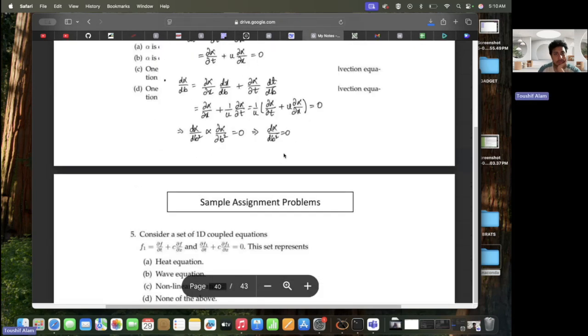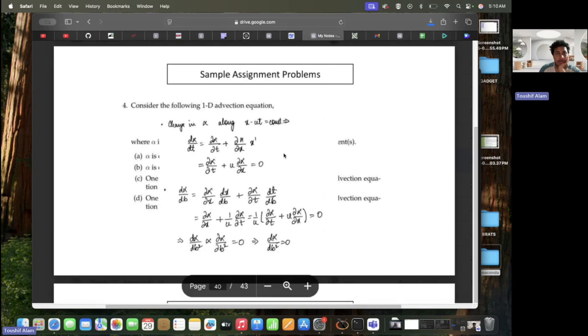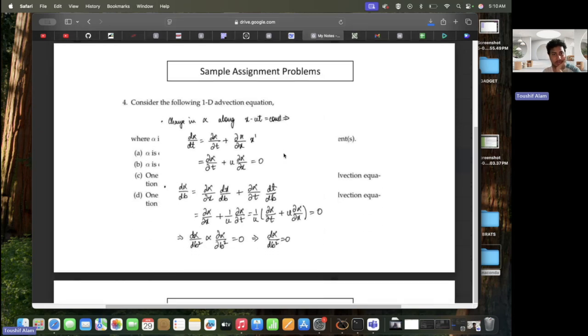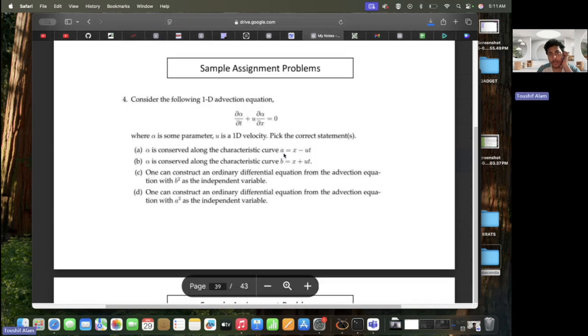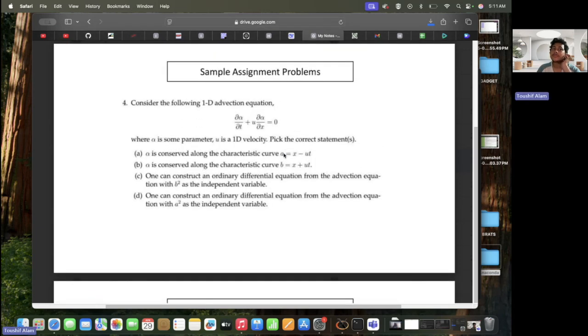This question is question number 4. We are also following the convection equation. And then we have number 4, del f del t plus u.